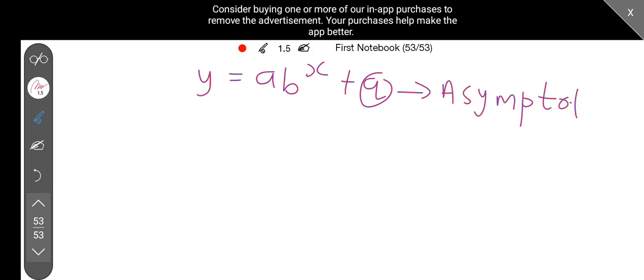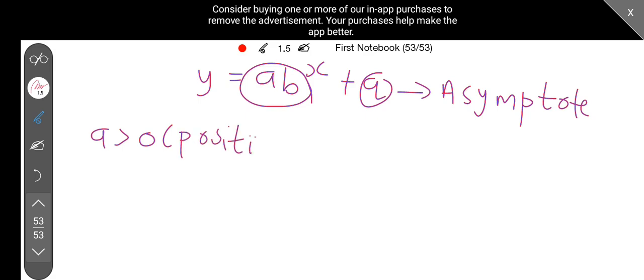Remember, an asymptote is a line that a graph approaches but will never touch. So a and b tell us more about how the graph will look. So if a is more than 0 or is positive, we say that our graph will be above the asymptote, or above the line of y equal to q, that is above the asymptote.